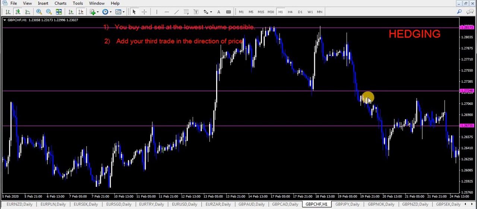Now, when it gets to support or resistance, you can shut all your trades down, or you can choose to take your money trade. That's your third trade, which you traded at the volume of your choice. Because remember, the first two trades really cancelled each other out, so they are not really significant.